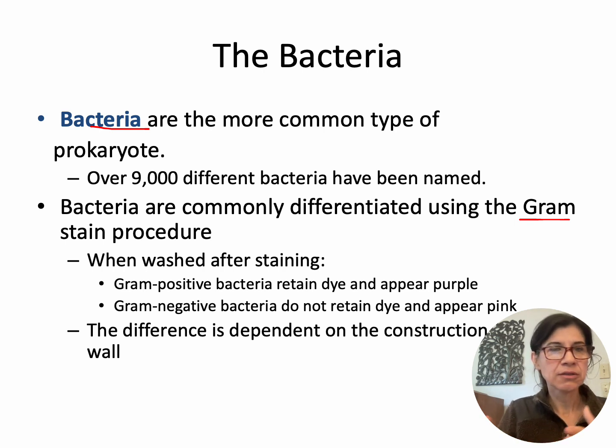So we group them into either gram positive or gram negative. Gram positive appear purple because their cell wall keeps the dye. Gram negative do not keep the dye, so they appear more pink. And so whether it's gram positive or gram negative is one way to know what antibiotics we should use.